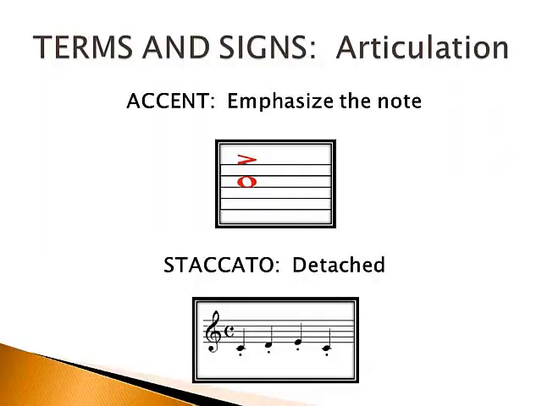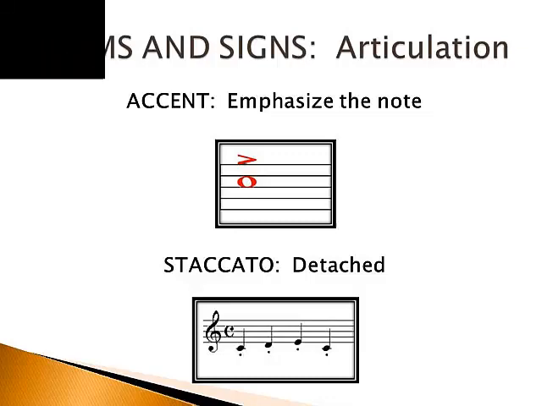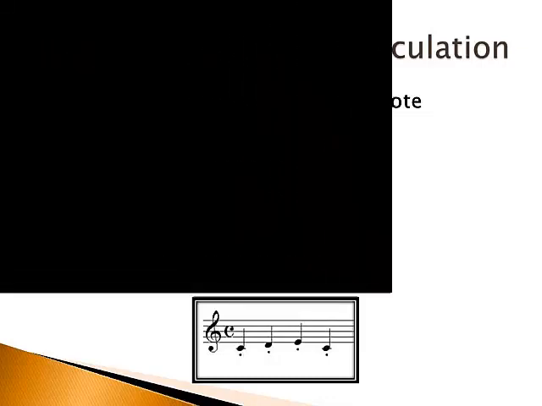We also have terms and signs that help with articulation. The first one on this slide is an accent. And of course, an accent means you're going to emphasize the note. And you can see that it looks like a sideways V. Staccato, which you've been playing for quite a while, I'm sure. And of course, staccato means that you're playing detached.